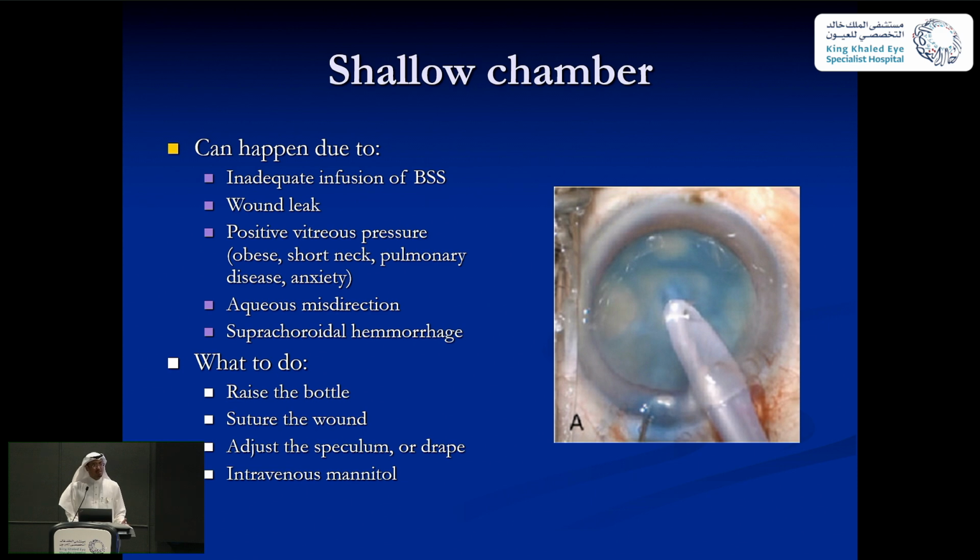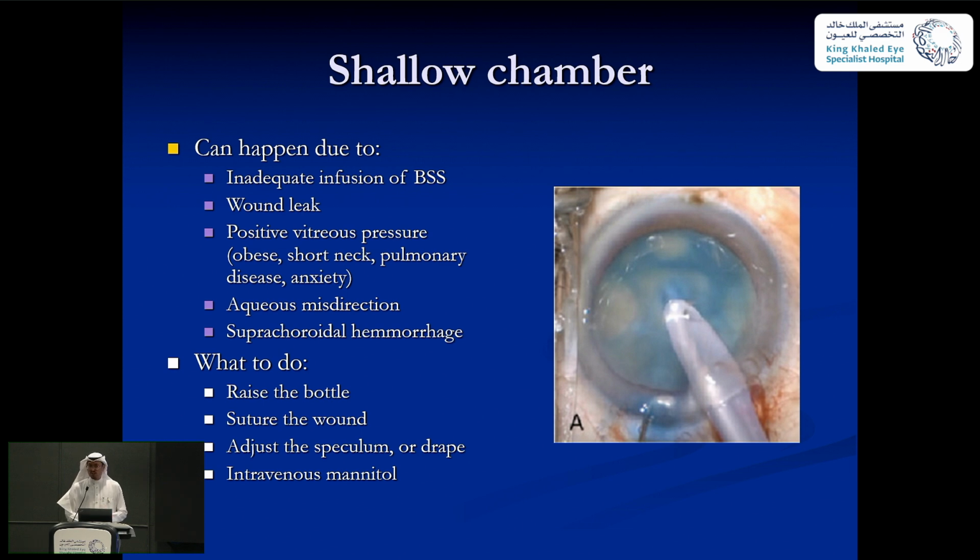This happens usually in obese patients or those with a short neck, or if he has a pulmonary disease, he's trying to do Valsalva, or an anxious patient. So you will encounter a shallow chamber during the surgery. Aqueous misdirection also can happen during the surgery, in which the aqueous can go to the vitreous cavity and push the iris lens diaphragm forward, causing shallowing of the chamber.